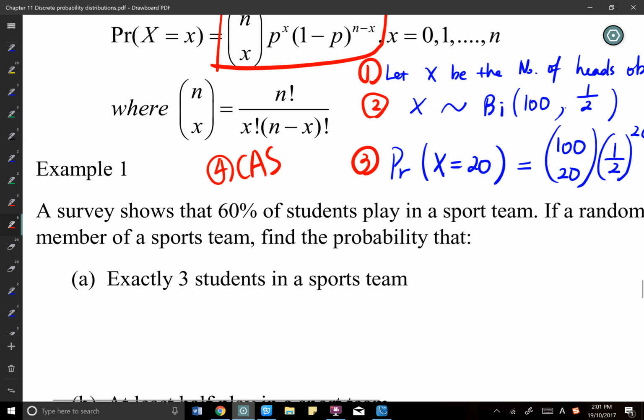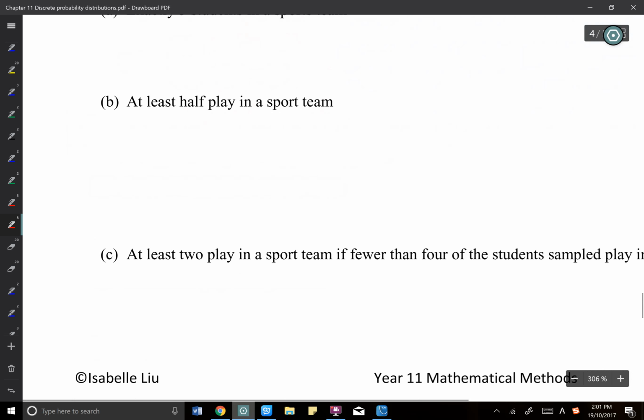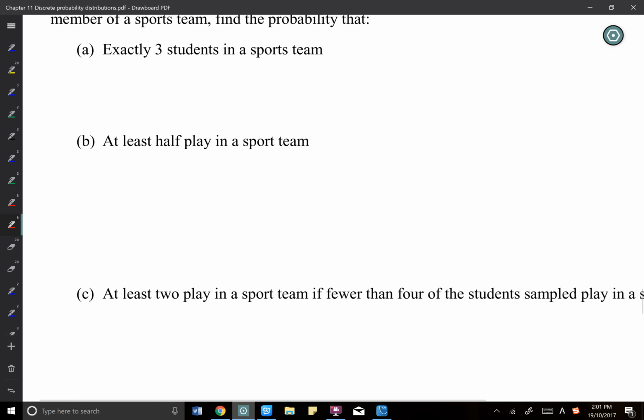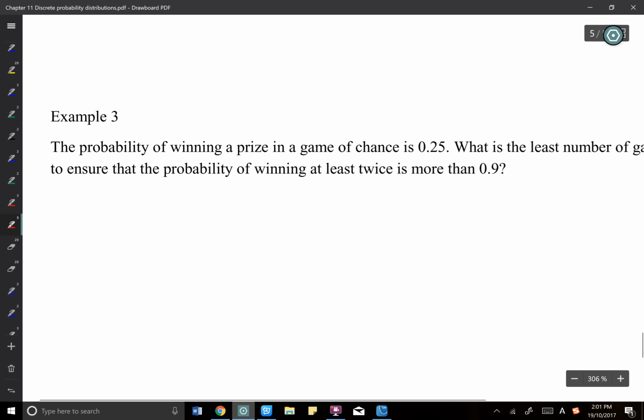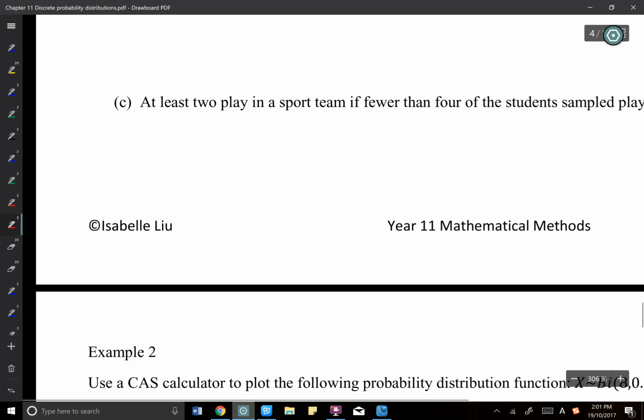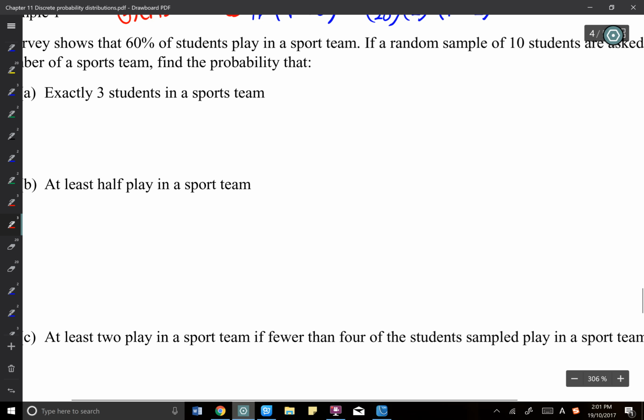I will stop here for today, but what I want you to do is try example 1. I will go through example 1 with you tomorrow, but try example 1 for now. If you have no problem, you can't go to 3 and 4, so just try example 1.